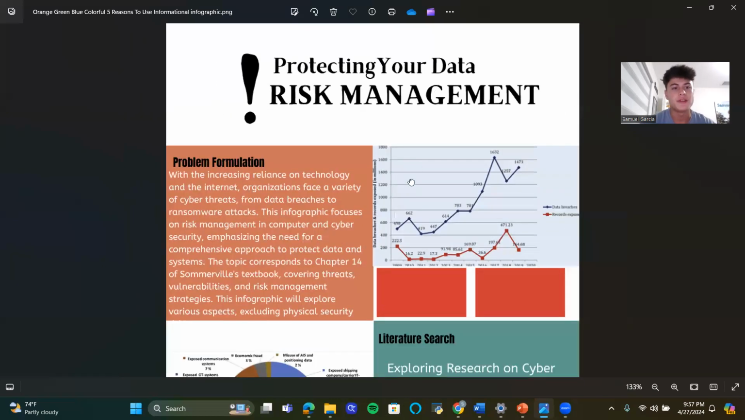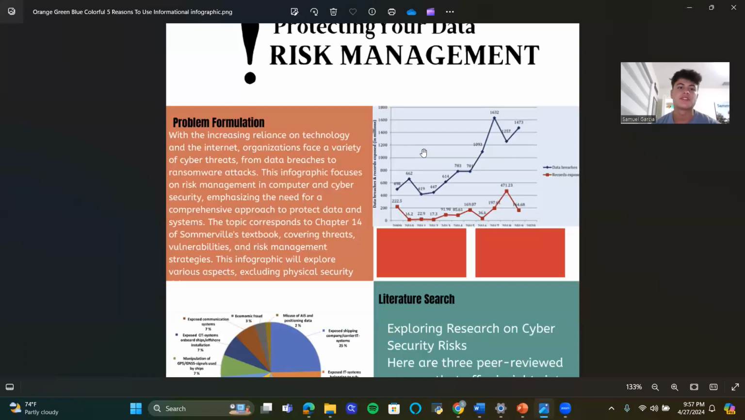So for the problem formulation, with the increasing reliance on technology and the internet, organizations face a variety of cyber threats, from data breaches to ransomware attacks. This infographic focuses on risk management in computer and cybersecurity, emphasizing the need for a comprehensive approach to protect data and systems. The topic corresponds to Chapter 14 of Somerville's textbook, covering the threats, vulnerabilities, and risk management strategies. This infographic will explore various aspects, excluding physical security. So just basically all stuff that's physical. I mean, that's on the computer.